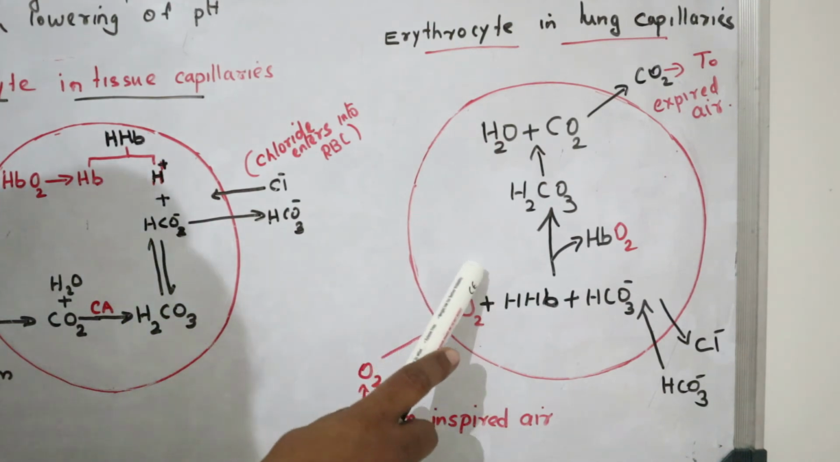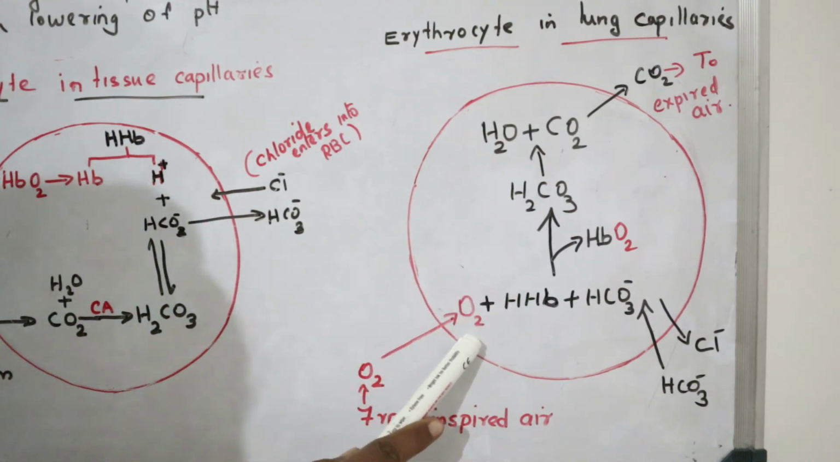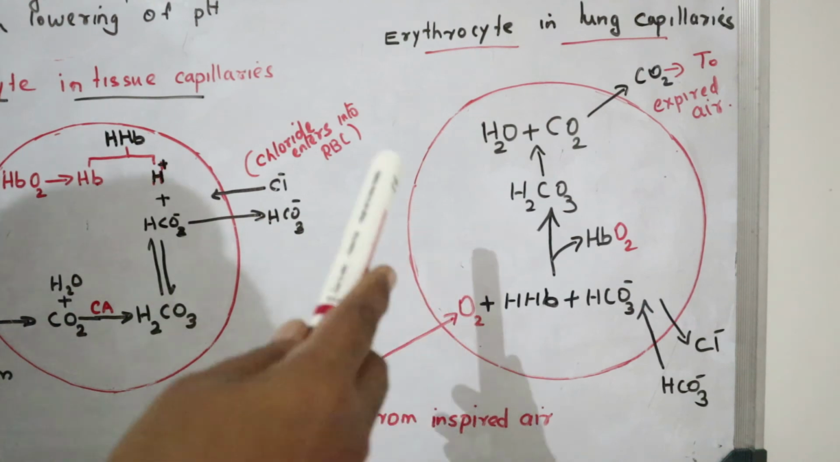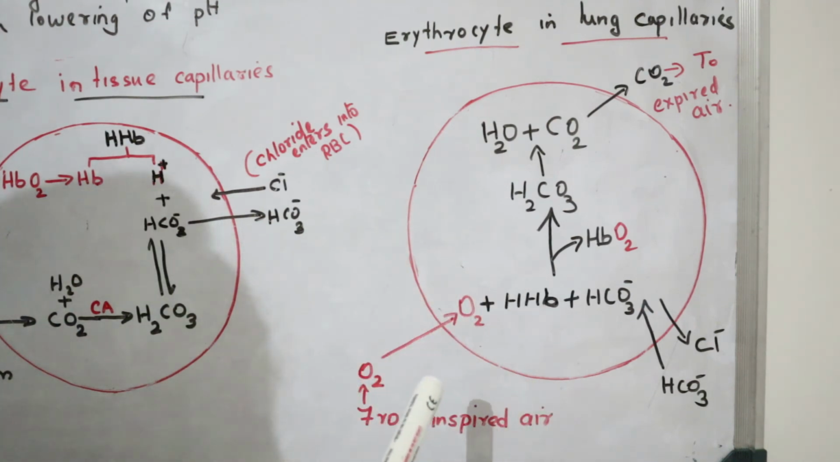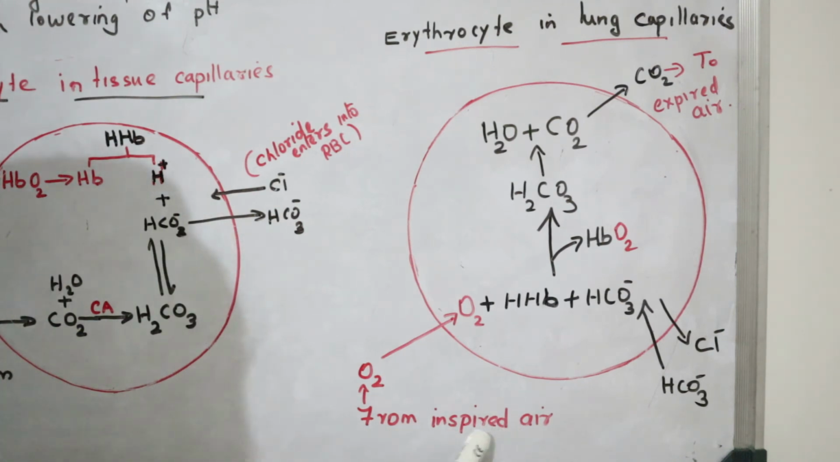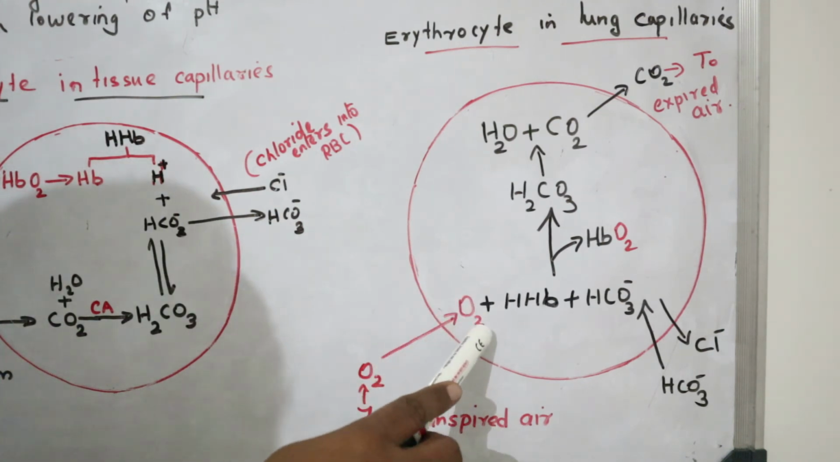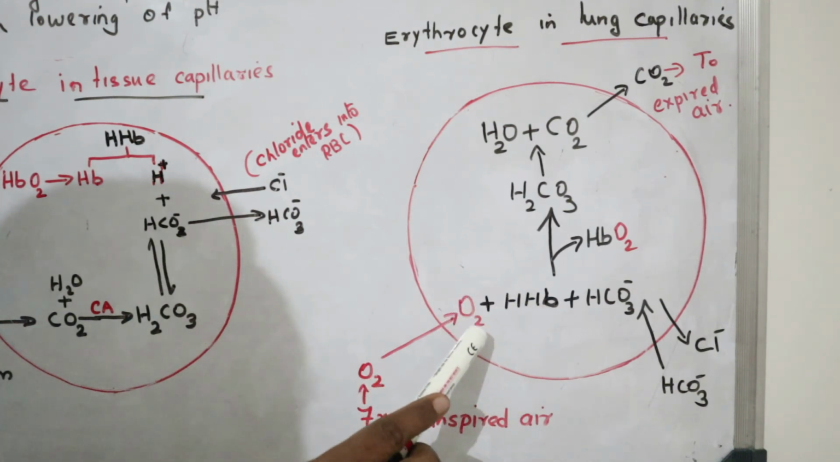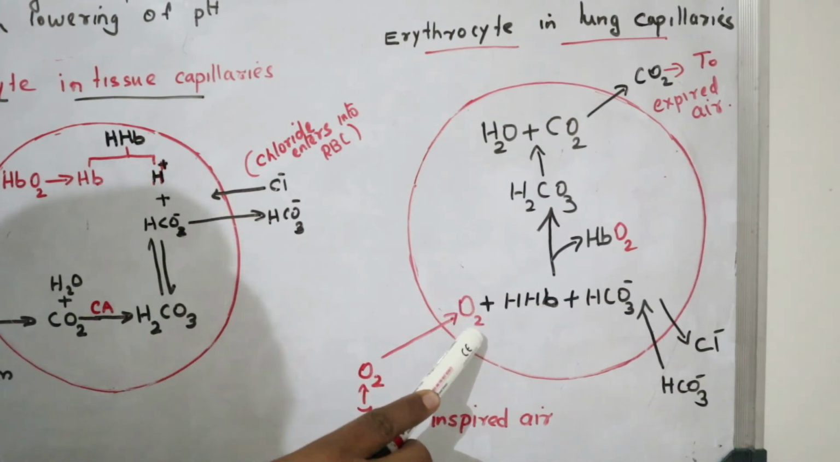In the lungs, we know the partial pressure of oxygen is high. So oxygenation of hemoglobin occurs. And the protons released in the RBC combine with the bicarbonate producing carbonic acid, which then dissociates to carbon dioxide and water, and that carbon dioxide is expired out. So see, from the inspired air, oxygen enters into the lungs, and inside the lung capillaries the partial pressure of oxygen is high.